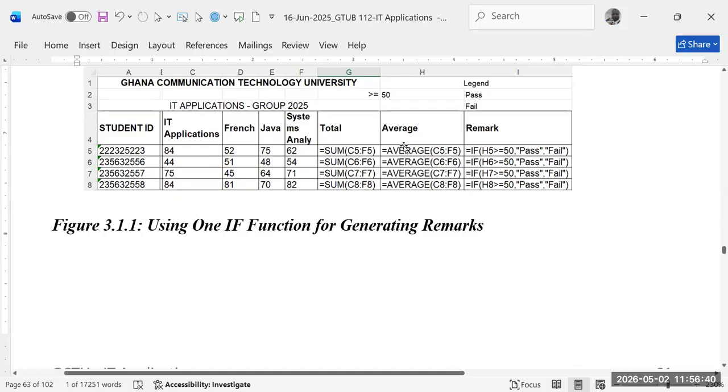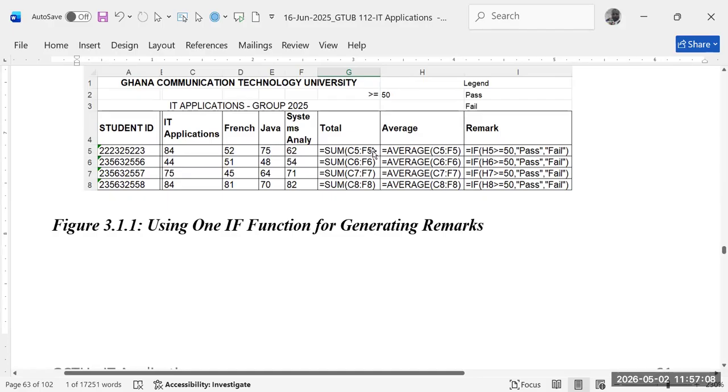Then average, the command is called average. So average equal to average, open bracket, from where to where? From C5. Then colon means range, up to E5. So when you have this formula here, it will give you the average of this output, this output, this output.